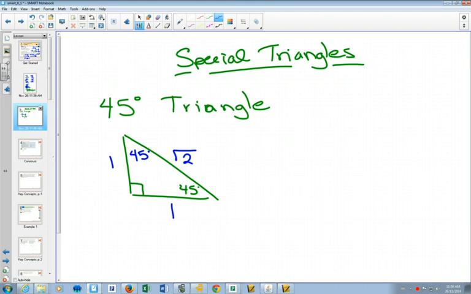No. Can you tell me what tan of 45 is without your calculator? 1. Because tan is what over what? Opposite, which is 1, over adjacent, which is 1. Quick simplification, 1 divided by 1, and we get tan of 45 equals 1. Try it on your calculator. Is that what your calculator says?